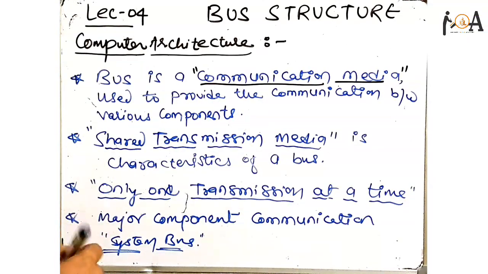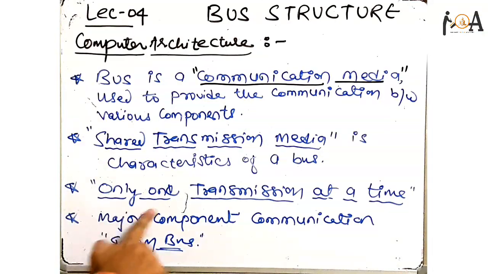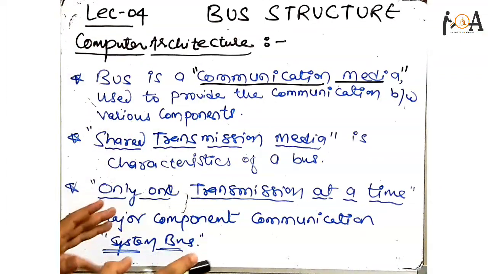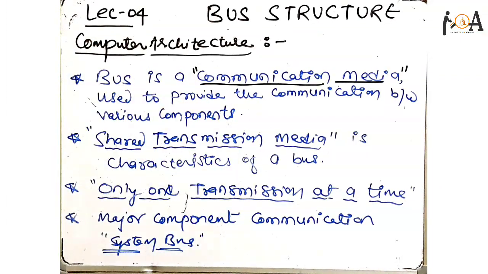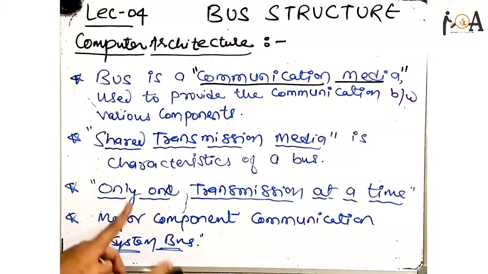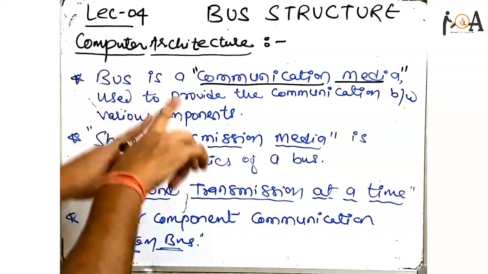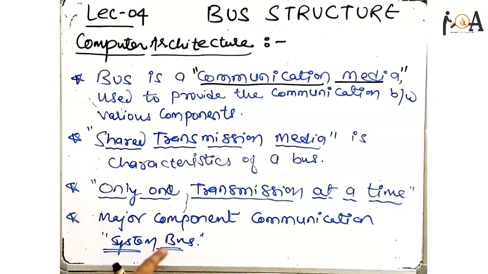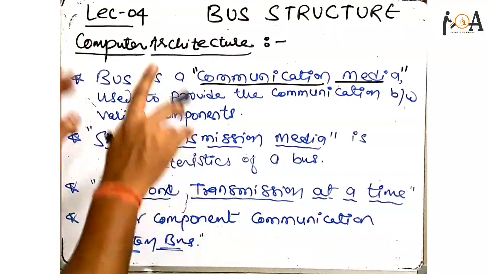The next is the limitation of bus. It is that only one transmission can happen at a time, one instruction at a time. So that is a limitation of bus. And the bus which communicates between the major components of the CPU or a computer is called a system bus. We will see this in detail with the architecture also. To communicate between the major parts of a computer system, the communication media that is used is called a system bus.